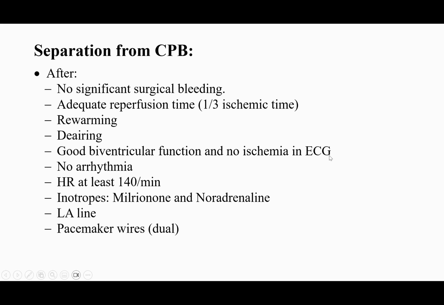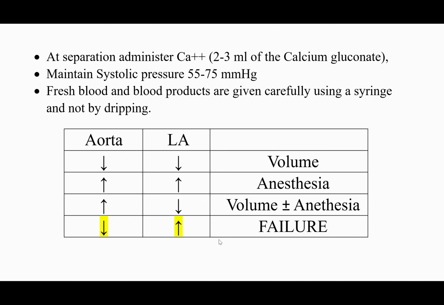So we should check the ECG. No arrhythmias. The heart rate at least 140. We may give atropine and we may pace the patient, preferably atrial pacing. Inotropes: milrinone and noradrenaline, and maybe adrenaline if needed. The LA line is very important. Pacemaker wires, dual, in case of blocks, especially if the patient has a VSD that is closed by a patch. The conducting system may become compromised. At separation, we administer calcium. As we said before, it is a good positive inotrope.